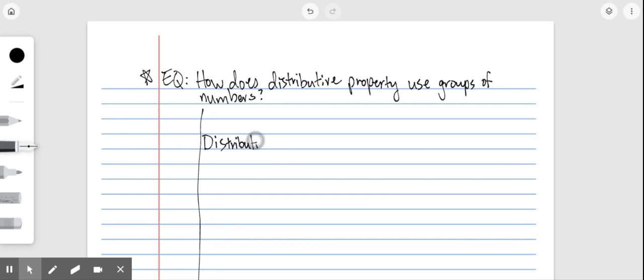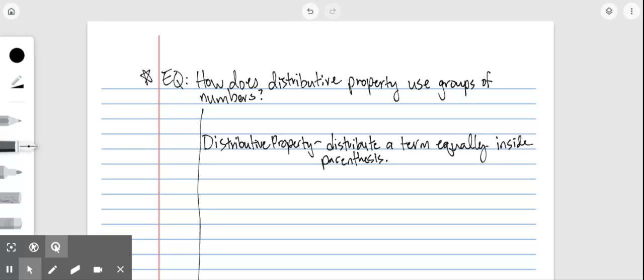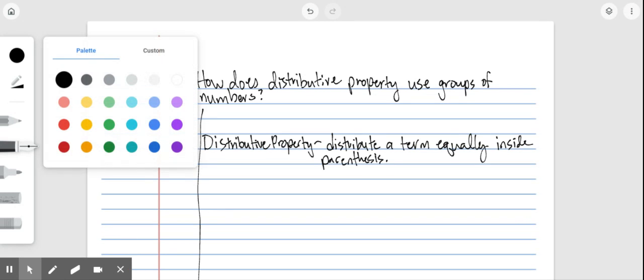Distributive property. Okay. The distributive property is the property of distributing equal amounts to different groups inside of something. To distribute a term equally inside of parentheses. So yesterday we did distributive property in terms of groups of.